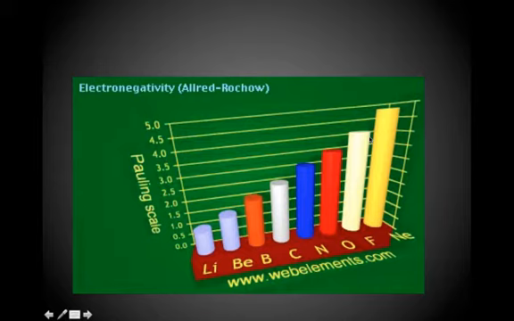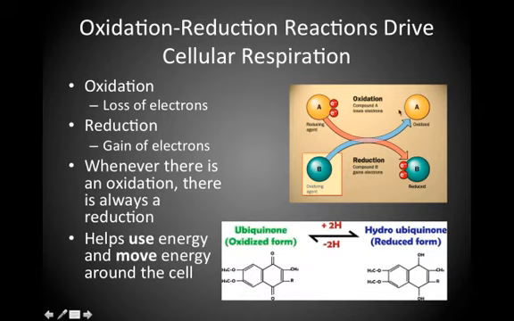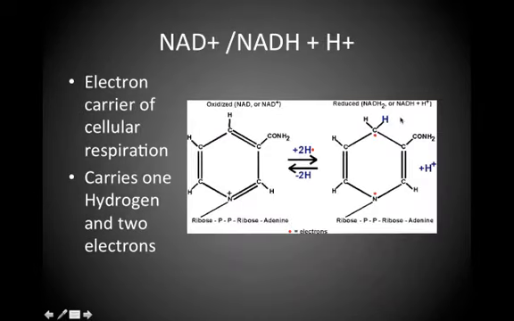Now the interesting thing is that an electron at a very high energy state is going to jump differently than an electron at a very low energy state. An electron at a very low energy state is going to need a more highly electronegative atom to get it to jump than would be needed for lithium. So electronegativity is important because it allows electrons to move from one molecule to another, and that jumping of electrons is very important in cellular respiration.